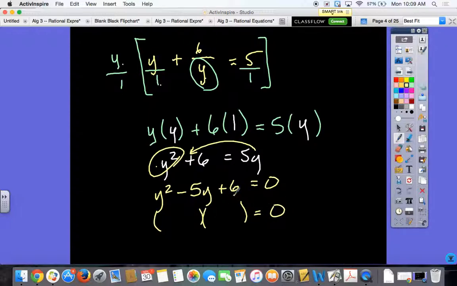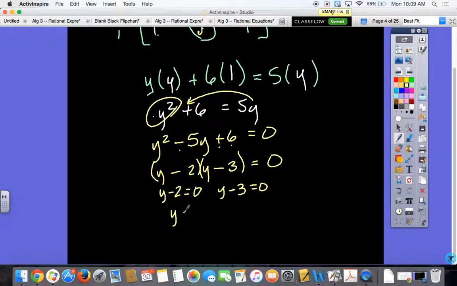Two numbers that multiply to 6 and add to 5. That would be 2 and 3. Signs are the same, both of them negative. Okay, now that means y minus 2 equals 0 and y minus 3 equals 0. If you solve both of those, we'll get our solutions. We have a 2 and we have a 3. Are both of them permitted?